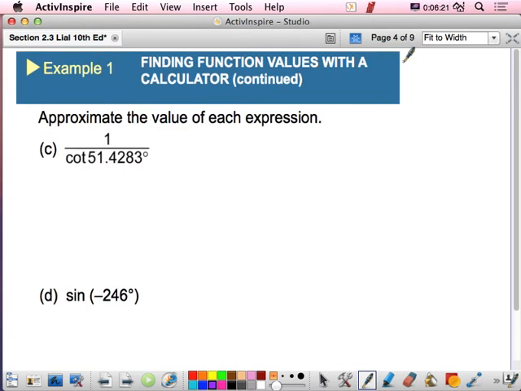So for part C, we're looking at 1 divided by the cotangent of 51.4283 degrees. Now once again, anytime you see secant, cosecant, or cotangent, you can't type those in exactly as they are. So you're going to have to use an identity to convert them to either sine, cosine, or tangent. 1 divided by cotangent is the same as tangent. That's our reciprocal identity at work. It always says that tangent is equal to 1 over cotangent as long as their angles stay the same. So this actually equals tangent of 51.4283 degrees. We're just going to put our parentheses around that and type it in.